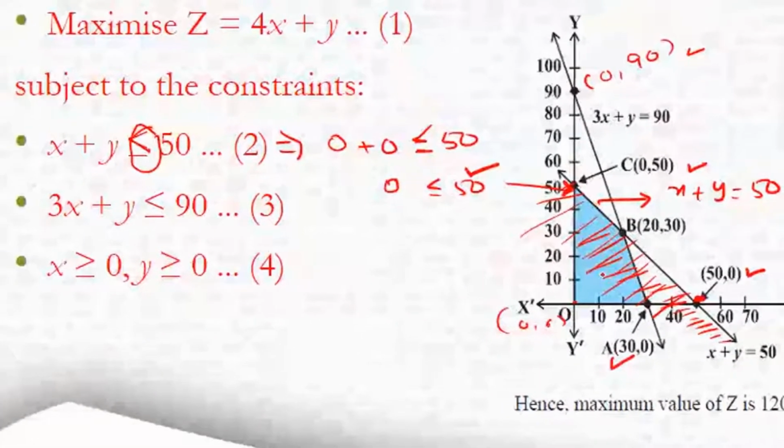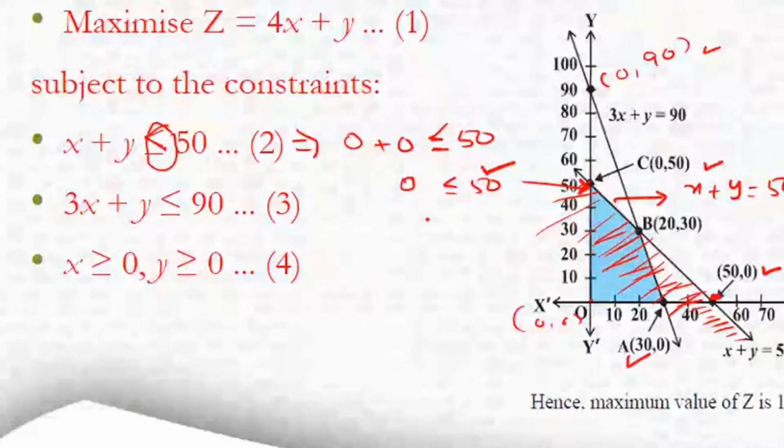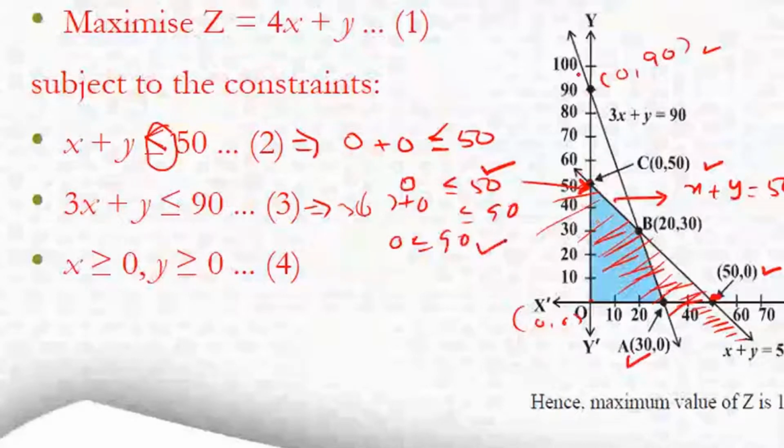Now which side should we shade? Again the same technique. You put 0, 0. So 3 times 0 plus 0 less than or equal to 90, so it is going to be 0 less than or equal to 90, which is correct. Therefore, where we are getting 0, 0, this side, shade this part.